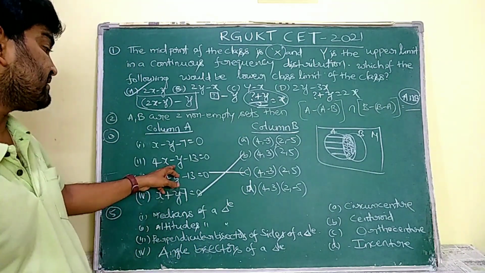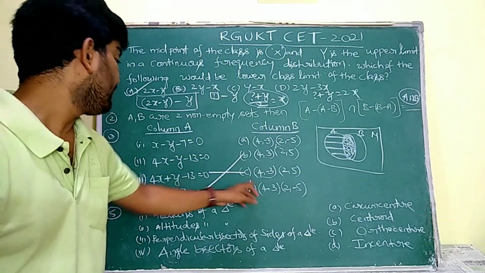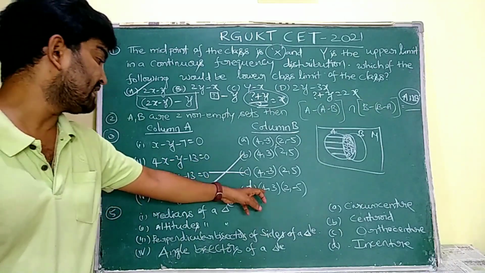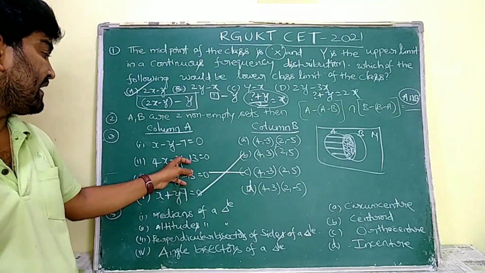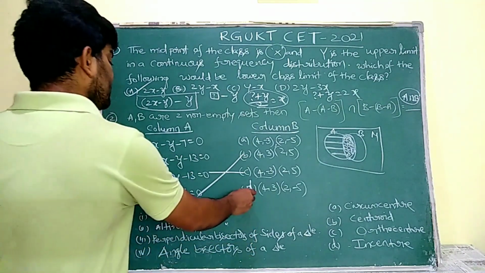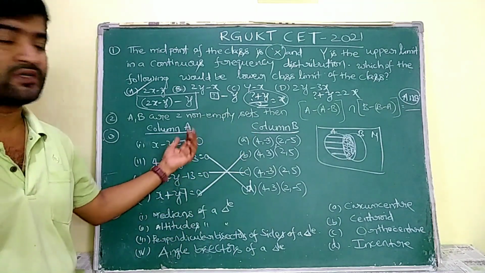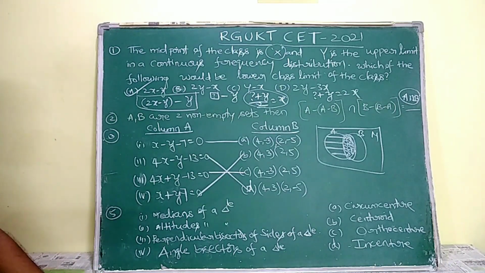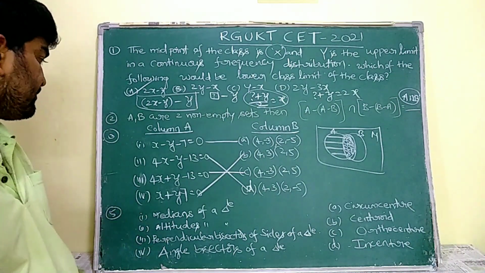Again, 4x minus y minus 13 is equal to 0. See, 4 4s are 16, minus y means 13, minus 13, that is 0. 4 2s are 8, minus of minus 5, plus 5, yes, these 2 points belong to this line. You just have to substitute those points into that line. Then the rest of the lines and the rest of the points are these. That's it.